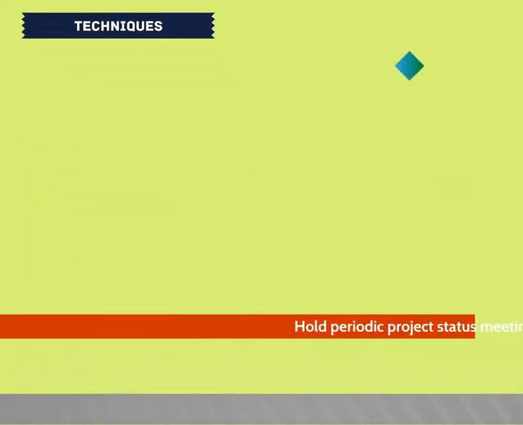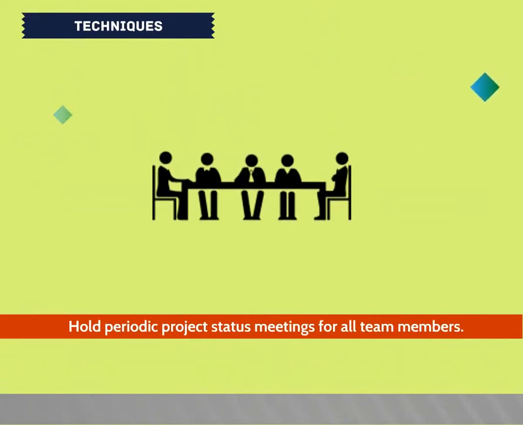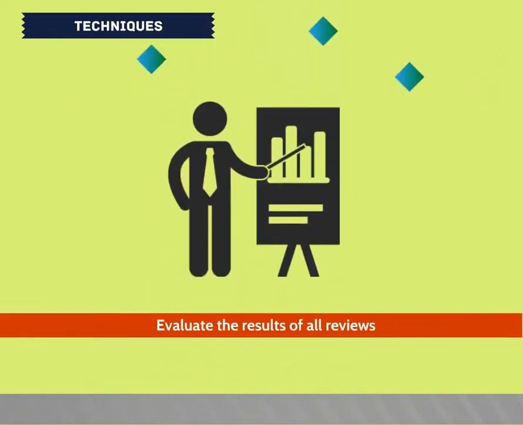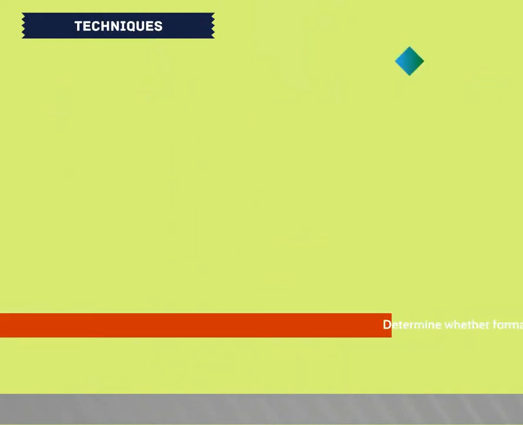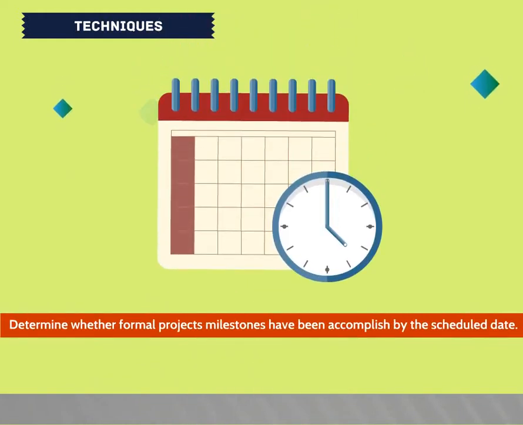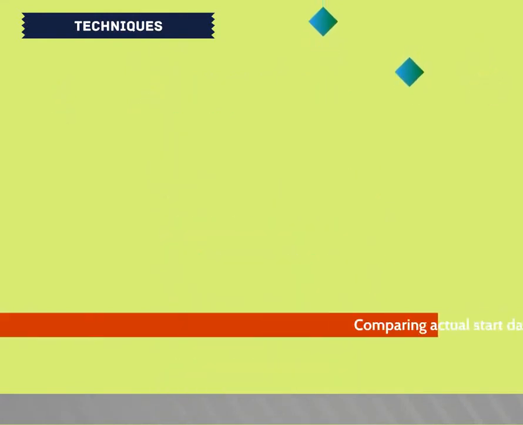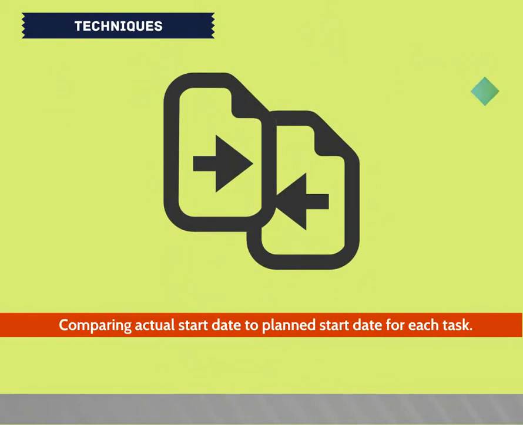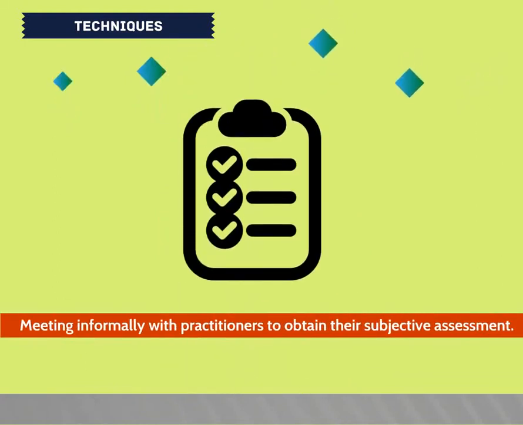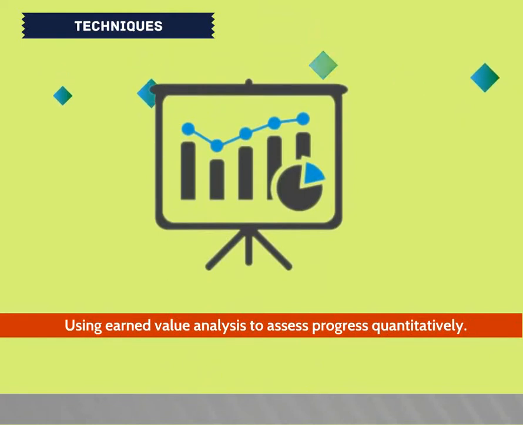Techniques. Hold periodic project status meetings for all team members. Evaluate the results of all reviews. Determine whether formal project milestones have been accomplished by the scheduled date. Comparing actual start date to planned start date for each task. Meeting informally with practitioners to obtain their subjective assessment. Using earned value analysis to assess progress quantitatively.